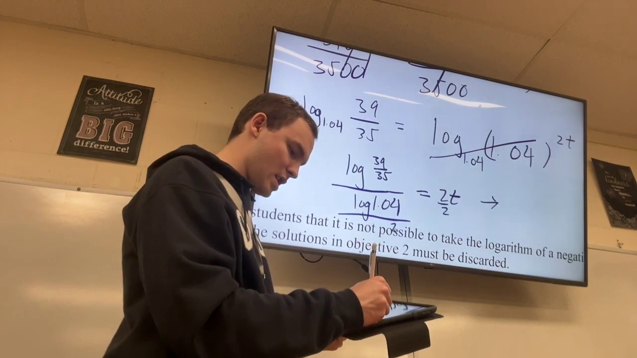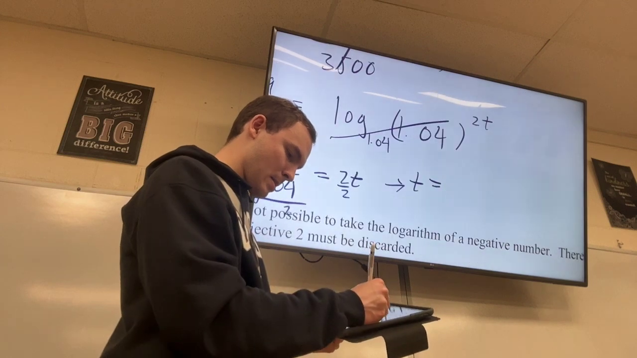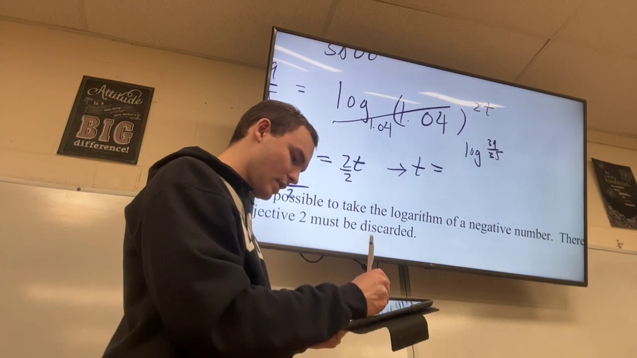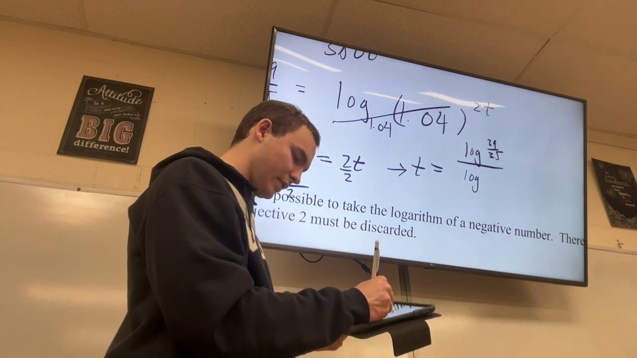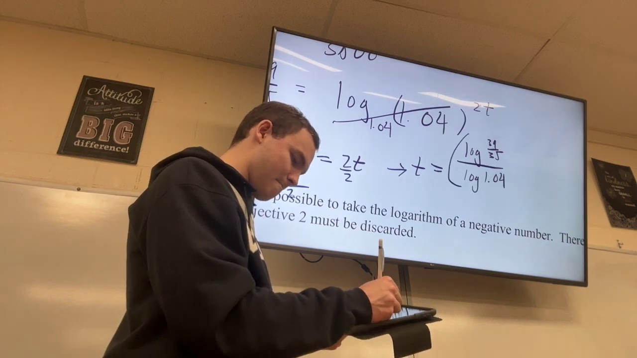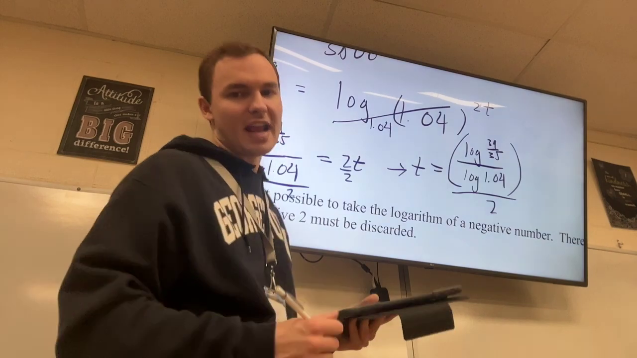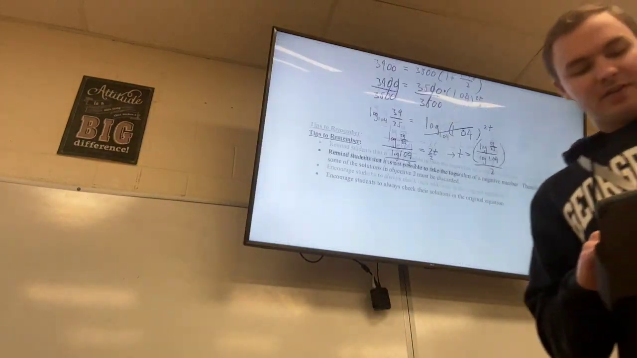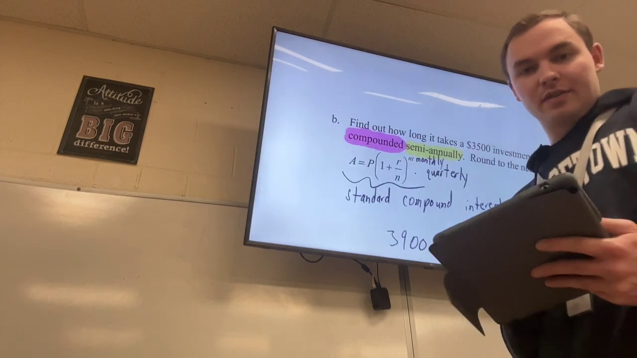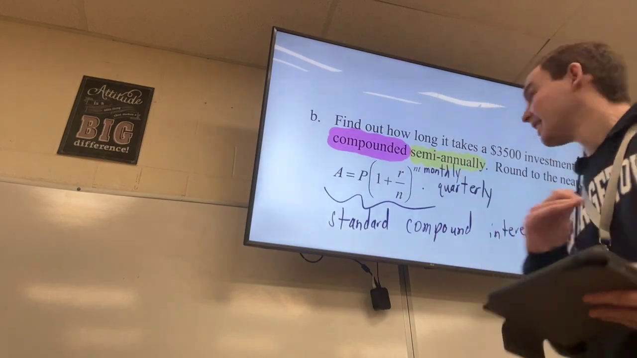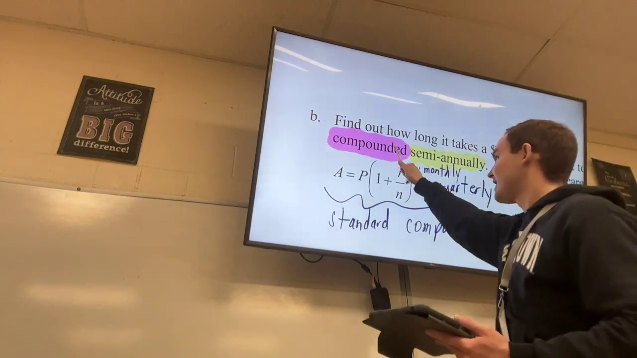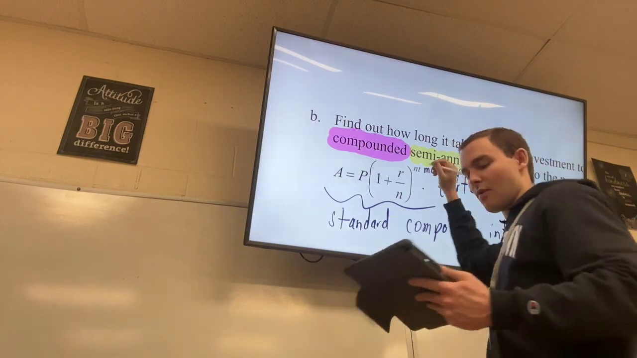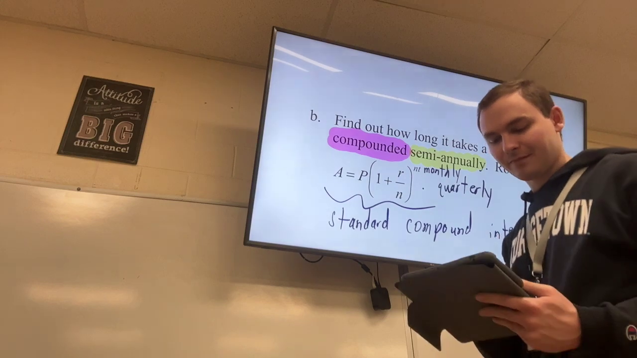So we get t equals log of 39 over 35 divided by log 1.04, all of that divided by 2. That'd be my answer. You put that in your calculator. So it's just the typical classic compound interest formula whenever it says compounded semi-annually or monthly or quarterly or whatever.